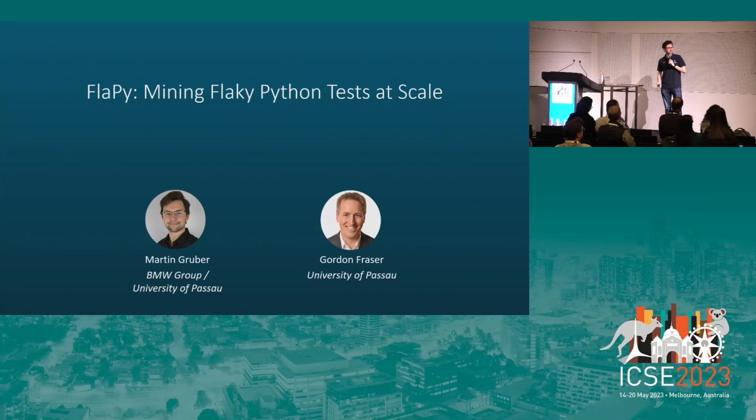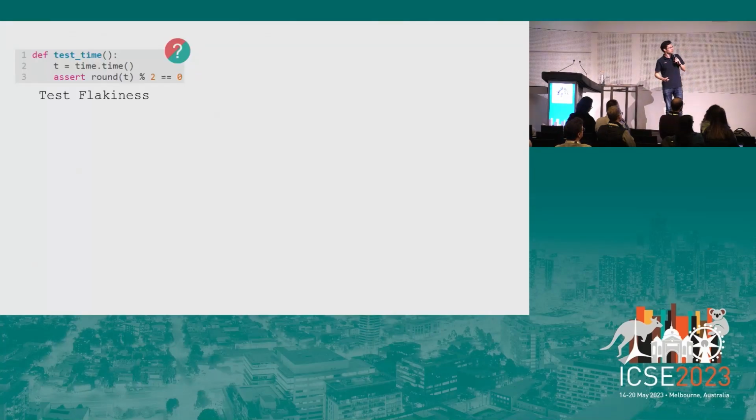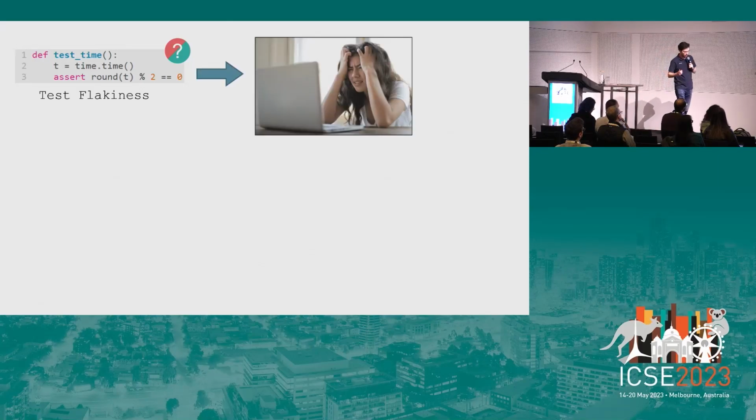Flaky tests. A flaky test, as you might know, is a test that can pass and fail on the same version of the source code. And this is an annoyance to developers because they have to deal with test failures that had nothing to do with the changes that they make in a continuous integration regression testing setup.